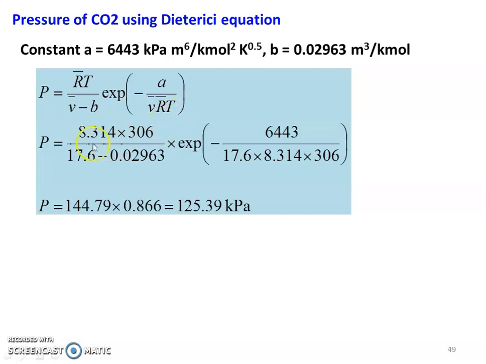So substituting the values, P equal to 8.314 into 306 divided by 17.6 minus 0.02963 into exponential of minus 6443 divided by 17.6 into 8.314 into 306. So calculating the values, first term 144.79, second term 0.866, the answer is 125.39 kilopascal.